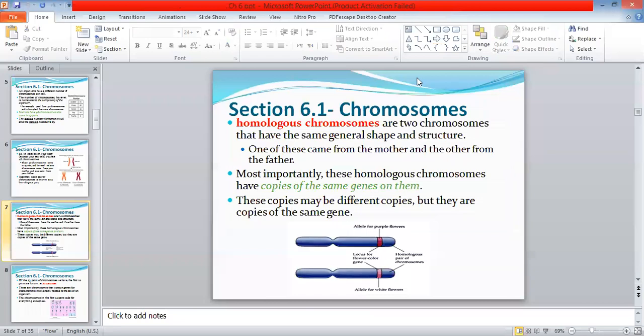This slide explains the homologous chromosomes. They have the same general shape and the same structure. One is from the mother, the other from the father. Okay, and they have copies of the same gene, carrying the same trait. Maybe they are different copies because they are different DNA. The DNA of your father is different from your mother, but they carry the same copy of the gene.